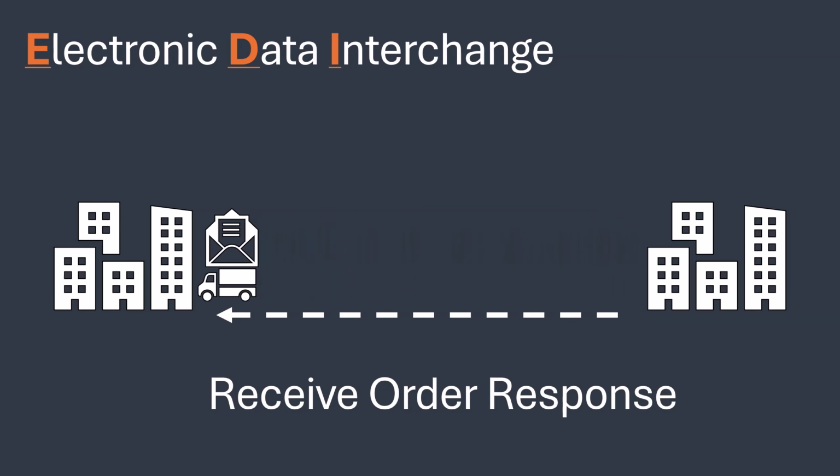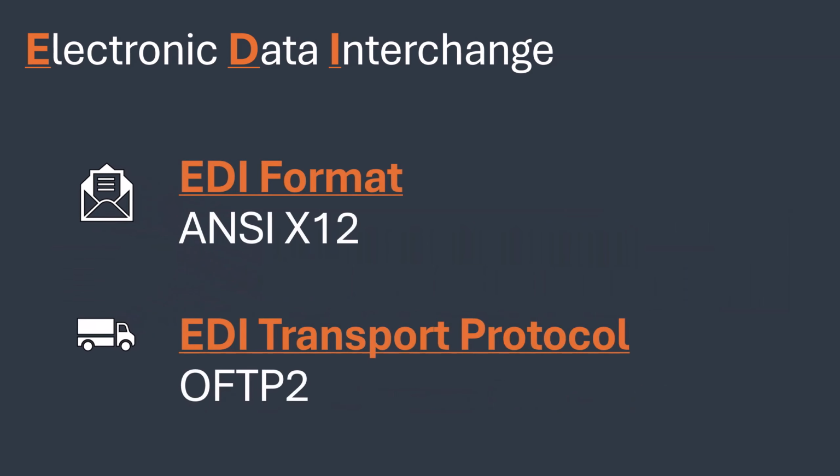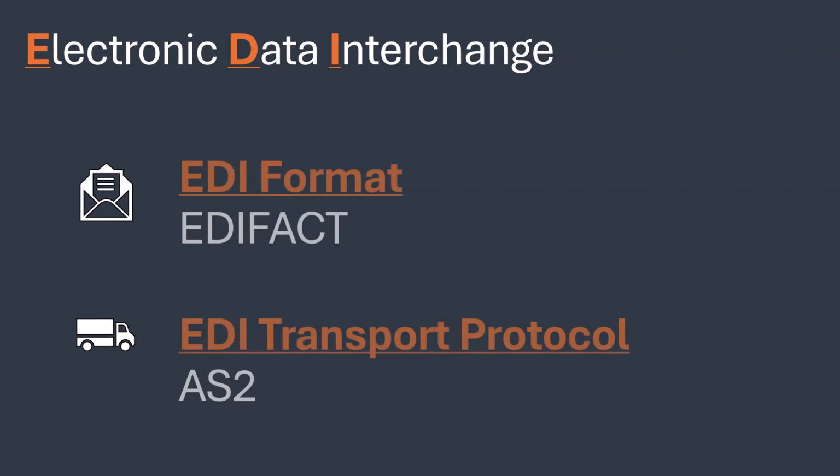The ladder represents the EDI format used here. The truck symbolizes the EDI transport protocol. There are many EDI formats and several EDI transport protocols. Here are two examples of each. First example, ANSI X12 and OFTP2. Second example, EDIFACT and AS2.